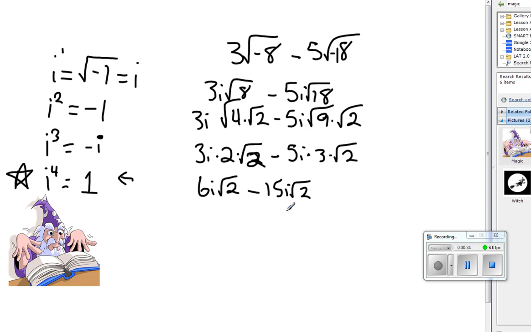Now since both of these terms have i and square root of negative 2, we can actually combine them. These are like terms. So we say 6 minus 15 is negative 9, and then times i, so negative 2. So as long as they have the same exact square root, and they're both i to the same power, you can totally subtract them.